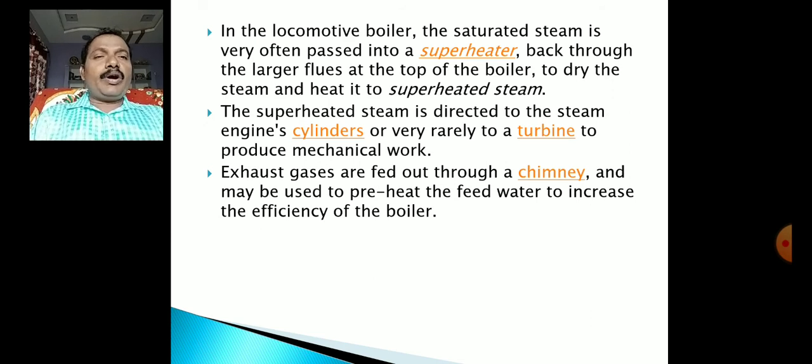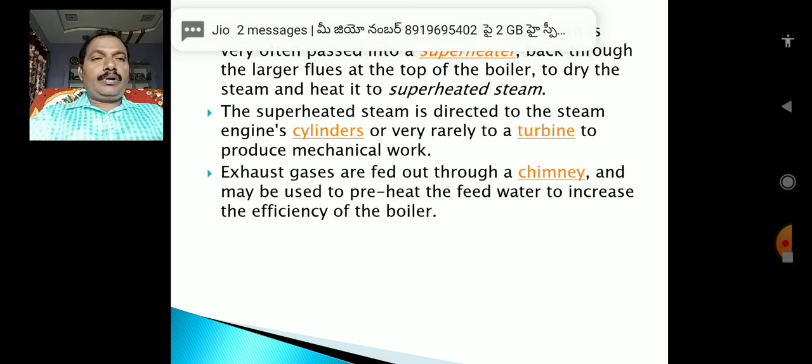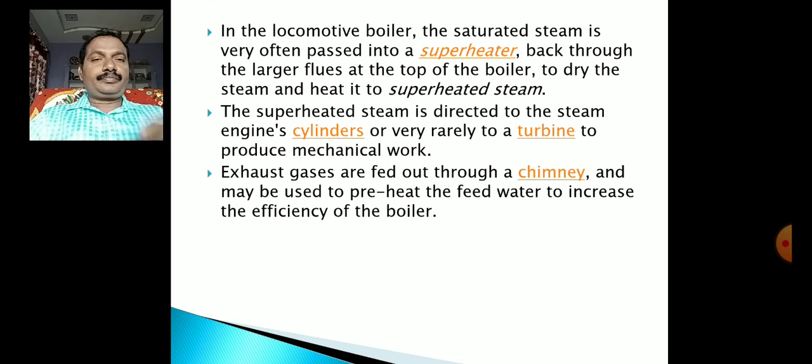In the locomotive boiler, the saturated steam is very often passed into a superheater back through the large flues at the top of the boiler, to dry the steam and heat it to superheated steam. Now, the superheated steam is directed to the steam engine's cylinders, or very rarely to a turbine. In the power plant, it is directed towards the turbine to produce mechanical work.